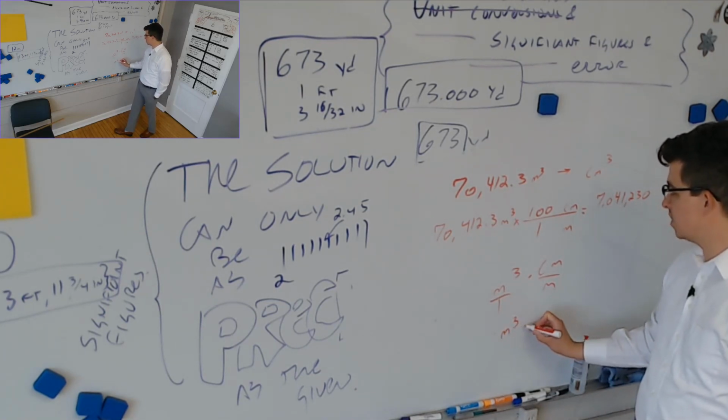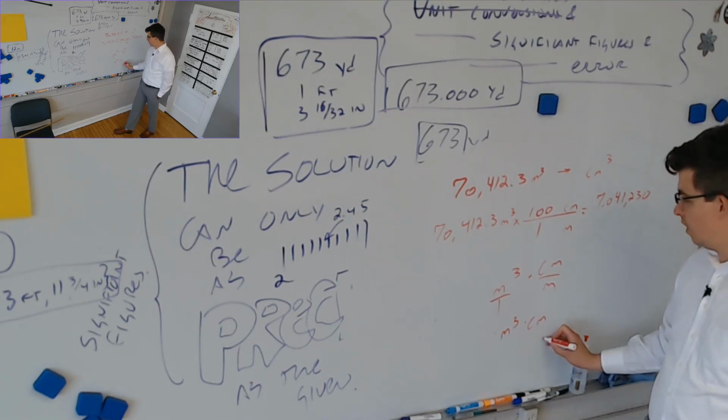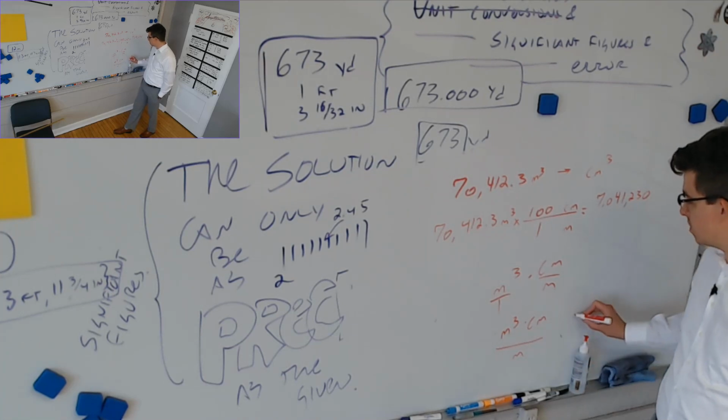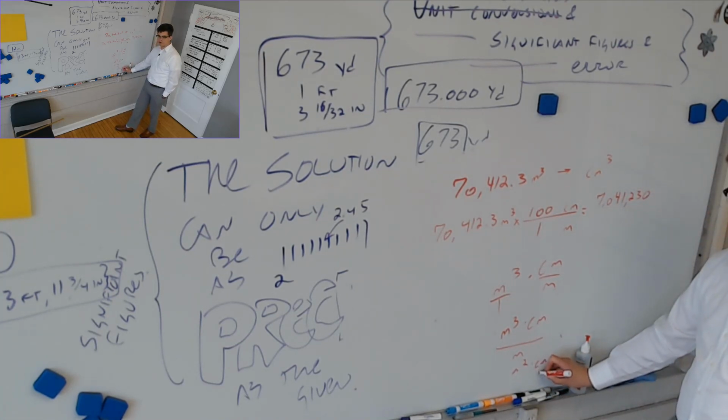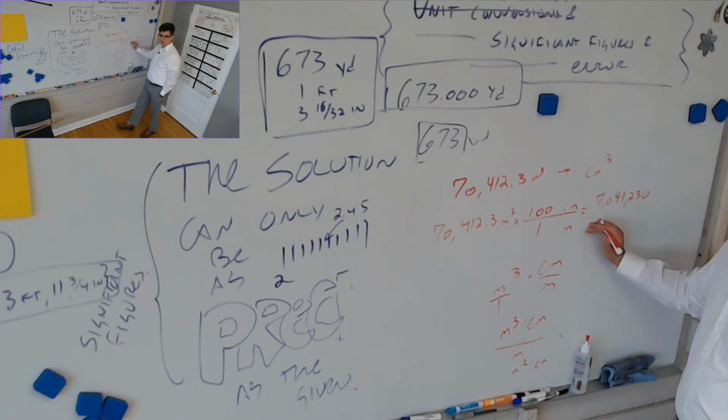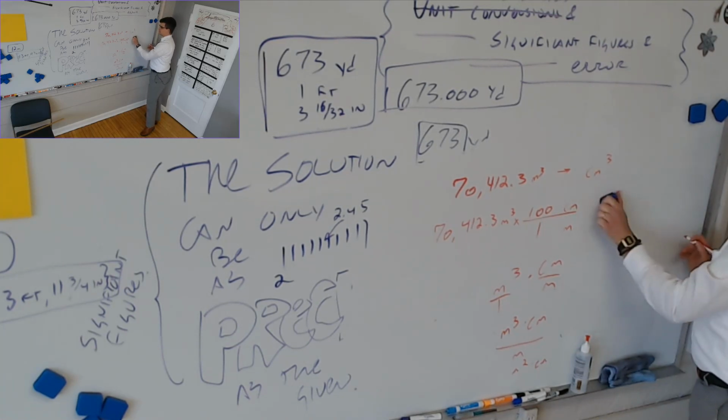Next one is meters cubed centimeters, right? Over meter. Now we can reduce those, so now we end up with meters squared centimeters. Is that what we wanted? No. Do you see the problem with what had been suggested? Yes. Okay, so what do we have to do instead? So that's not good enough.